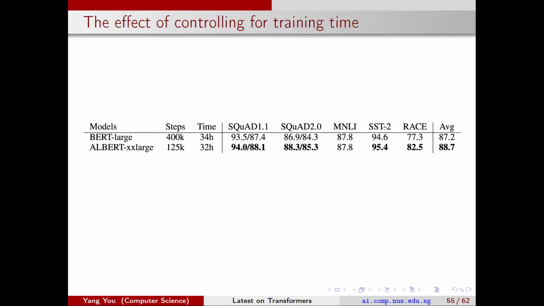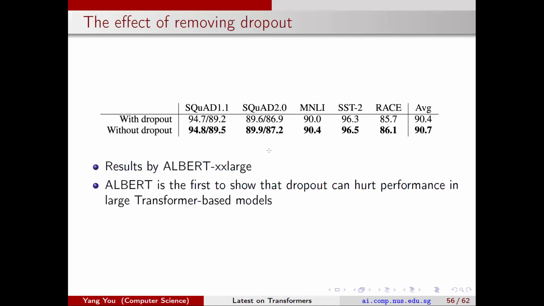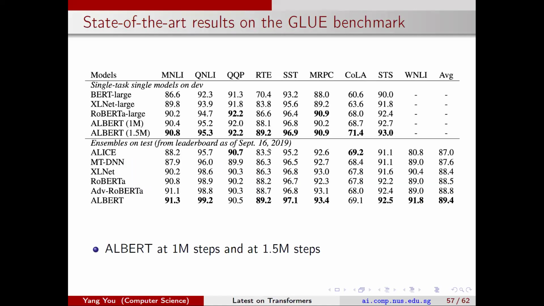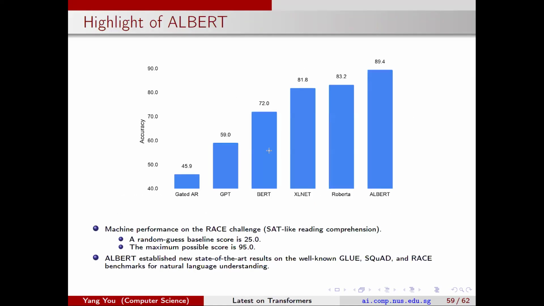Here is the comparison between ALBERT and BERT. ALBERT uses less time to get a higher accuracy. That's the overall comparison on the GLUE benchmark. That's an apples-to-apples comparison between the models in terms of algorithm and performance.